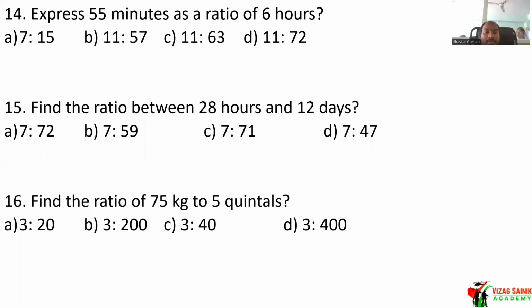Next, express 55 minutes as a ratio of 6 hours. 55 minutes is to 6 hours. But how many minutes is 1 hour? 60 minutes. So 6 into 60.